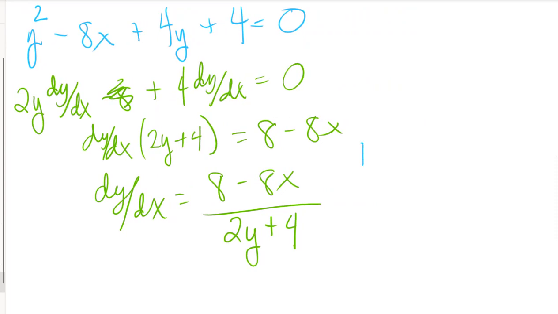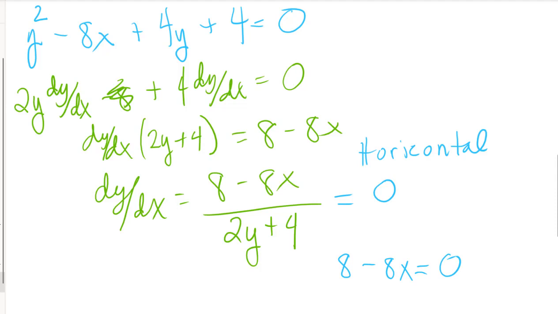So first, to find the horizontal tangents, which are the ones we've been doing, you set the function, or your equation, equal to 0. So if you set this equal to 0, 2y plus 4 times 0 is just 0. So really what you have is 8 minus 8x equals 0. If I do that, x equals 1. So my horizontal tangent happens at x equals 1.